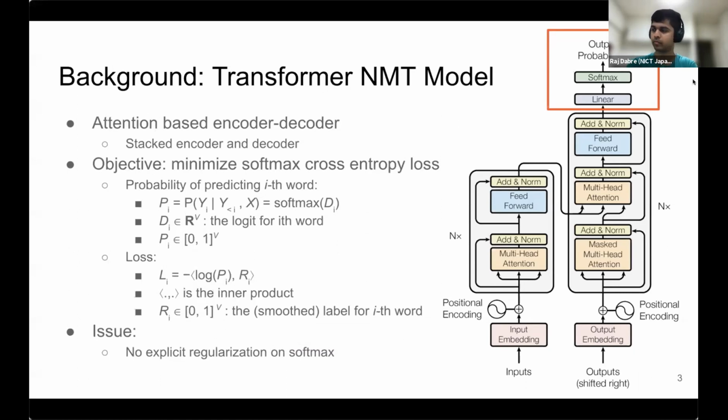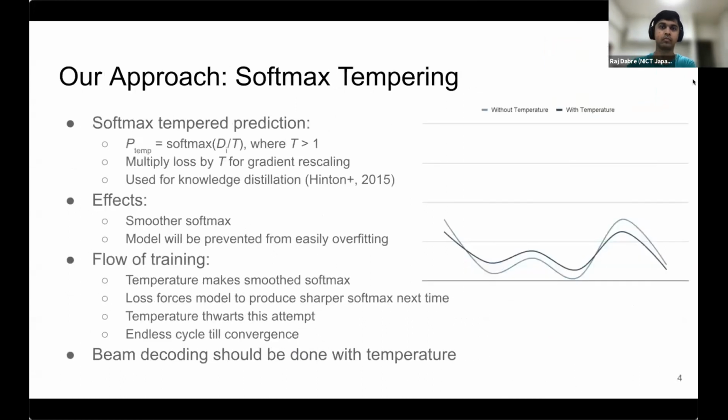The issue is that there is no explicit regularization on softmax that is performed, and this is what we want to address. So our approach, softmax tempering, involves first dividing the logits by a temperature coefficient indicated by T, where T is greater than 1. Of course, you have to multiply the loss by T for gradient rescaling, and you can read our paper for a better explanation. Note that softmax tempering itself isn't very new, and it has been used for knowledge distillation. But to the best of our knowledge, no one has used it directly for training neural machine translation models.